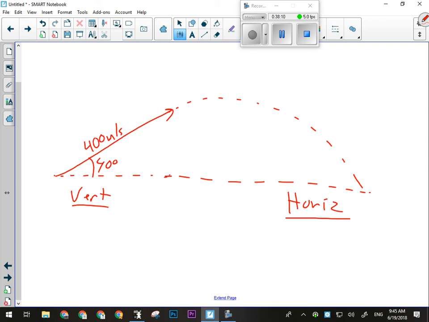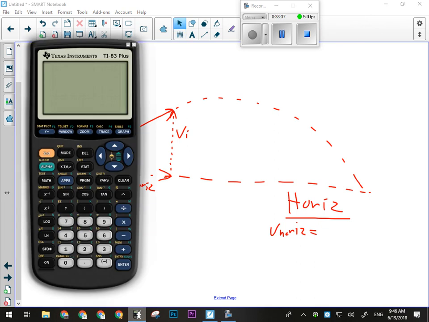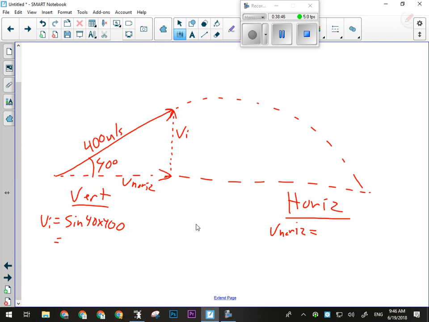All right, so this side of the triangle here is going to represent our initial vertical velocity. This side of the triangle here is going to represent our horizontal velocity, which is constant throughout the entire flight. All right, so V horizontal and VI. I'm going to calculate VI. It's the opposite side of that triangle, so I'm going to go sine of 40 times 400. Okay, so we've got 257.115 meters per second, and that's going to be upwards.